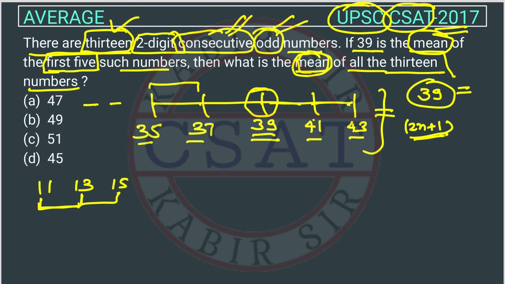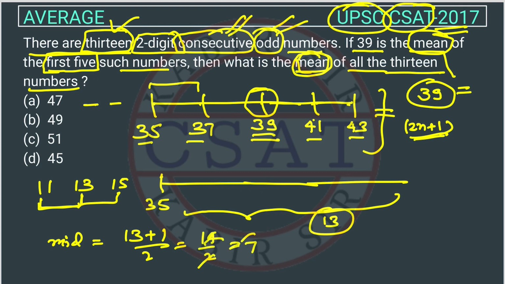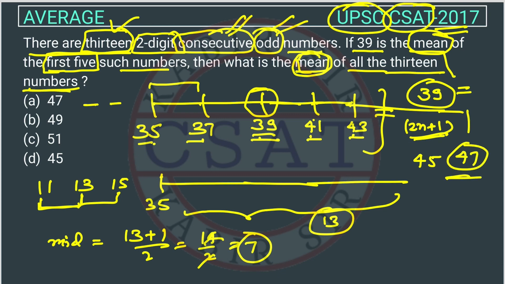Now they have given that there are 13 such numbers, starting from 35. So total numbers are 13. What will be the midpoint of 13 numbers? The midpoint will be (13 plus 1) by 2, which means 14 by 2, which means 7. So the 7th point is the midpoint of these 13 numbers. This is the first, second, third, fourth, fifth, sixth will be 45, and the 7th will be 47. So this is the answer, option A.